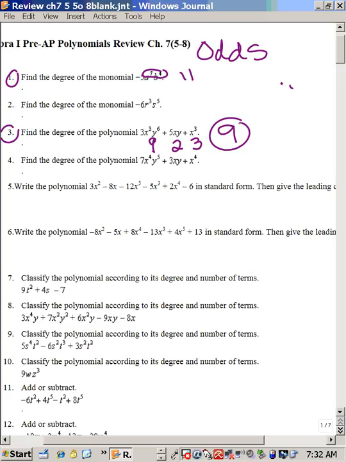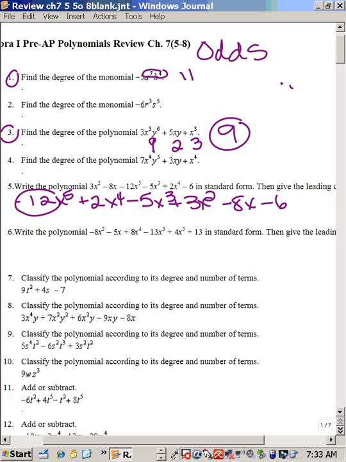Number 5, I have to write this in standard form. So in order to do so, I need to start from the highest exponent and work my way down. Okay, so the highest exponent here is going to be a 5. That makes negative 12x to the 5th. The next exponent would be 4, so that's 2x to the 4th. Then minus 5x to the 3rd. x squared would be next, 3x squared, minus 8x, and minus 6. The leading coefficient would be negative 12.